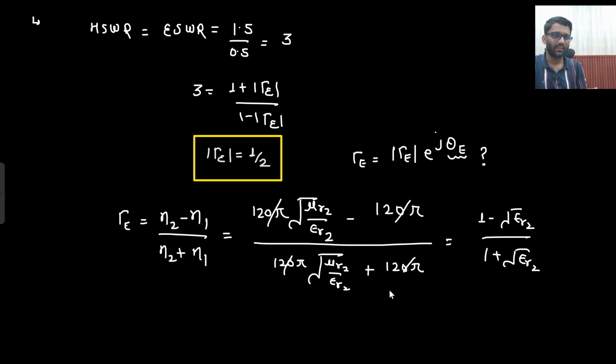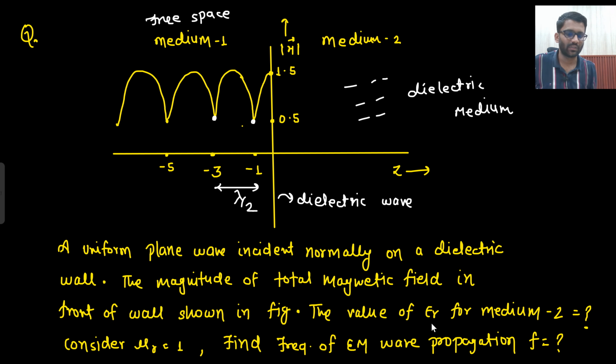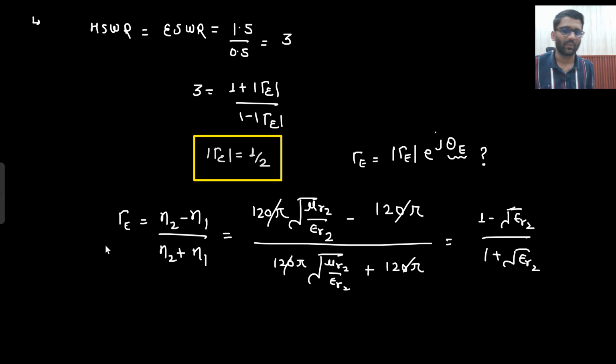Are you getting this point? (1 − √εr2) upon (1 + √εr2). So from here I can calculate the value of εr2, and this is what I need to calculate. But if I know the value of Γe, I only know the magnitude. I do not know about this angle. So now I need to decide what this angle will be. How can I decide that? That is the most important point.